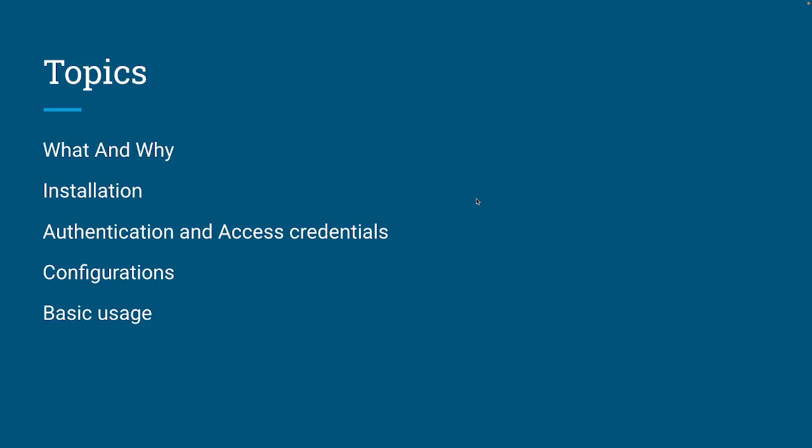So these are the topics that I'm going to cover today. We'll start with what and why, and then we'll proceed to installation. We will see different authentication and access credentials, and we will see how we can configure AWS CLI, and finally how we can use it.